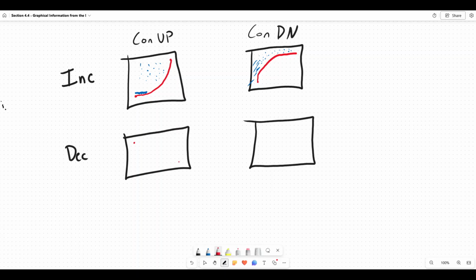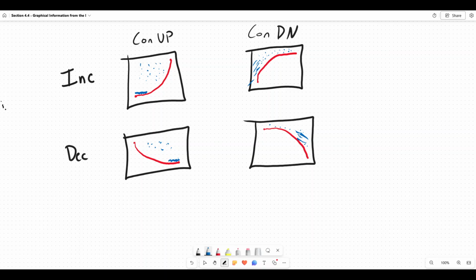Now, if we're decreasing, the opposite is happening. From left to right, we're going to a lower position. But if we're decreasing concave up again, we're taking on water. And that water would pool at the bottom. Versus we could also decrease in a concave down sort of method, where that water would sort of slide off. So that's how I like to think about it.